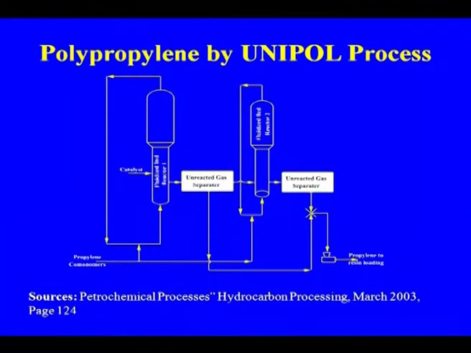This is the UNIPOL process where we are using the fluidized bed reactor. Propylene is going to the polymerization reactor, and then here we are having reactor 1 and reactor 2 and the finishing reactors, and then finally the polypropylene resin that we are getting in the final stage. So this is the UNIPOL process, where we are using the fluidized bed reactor.